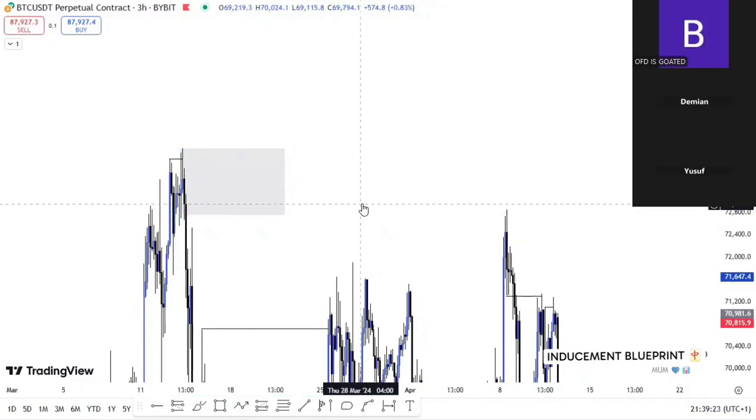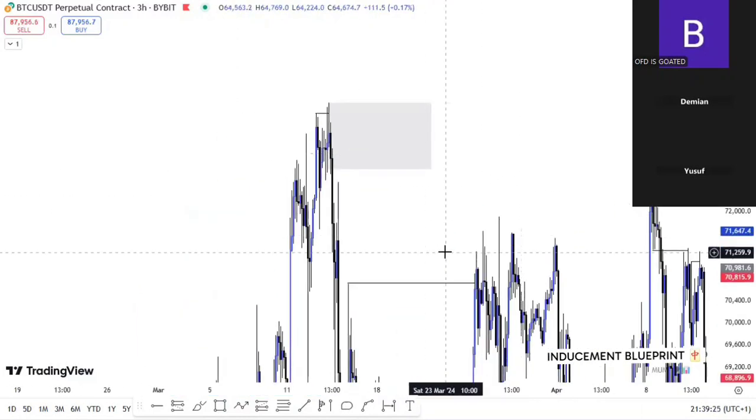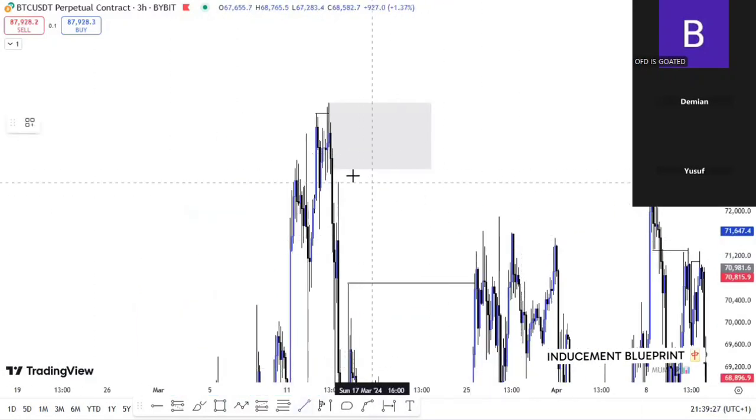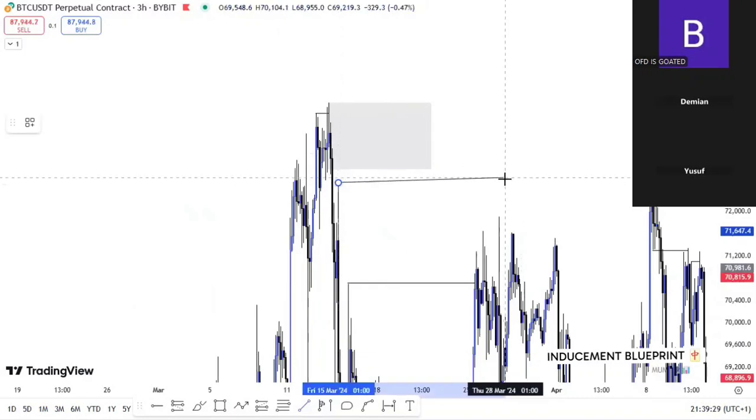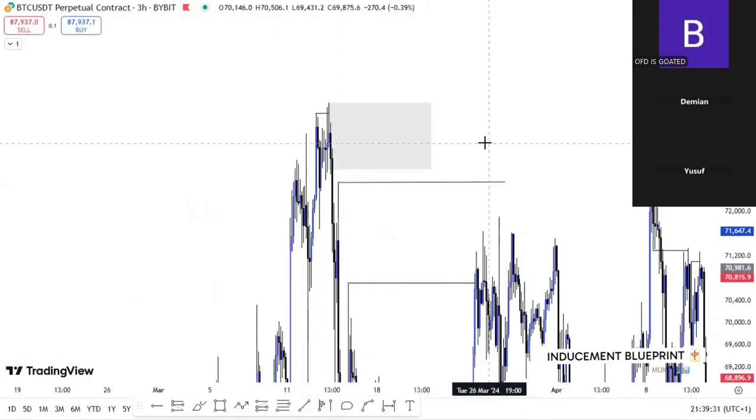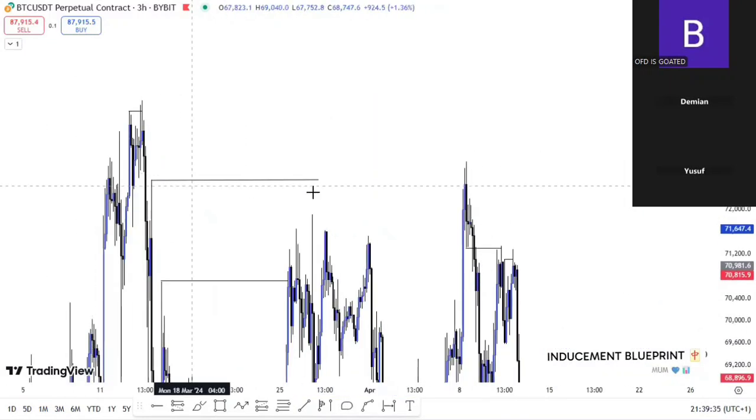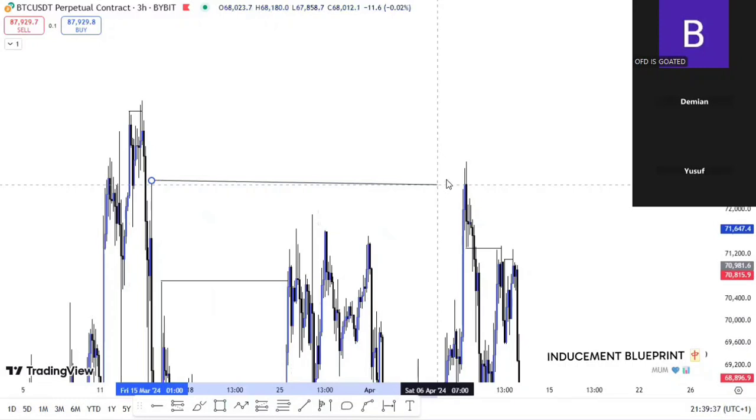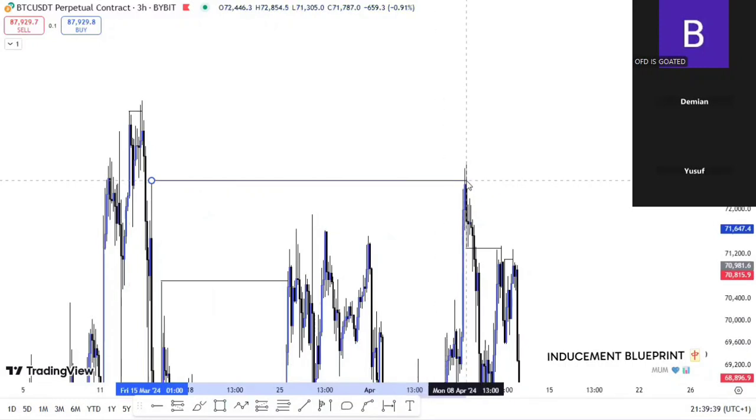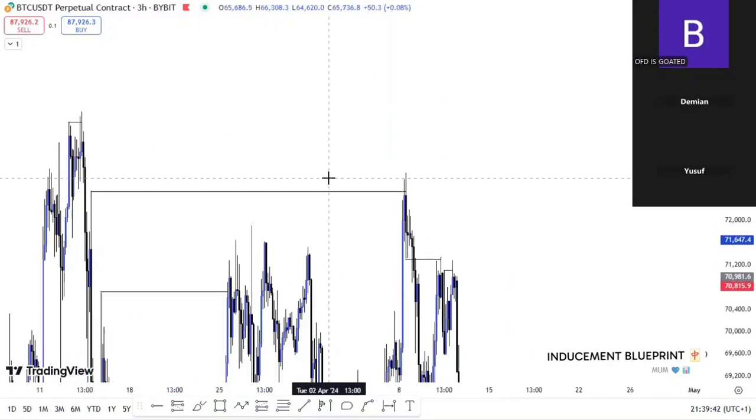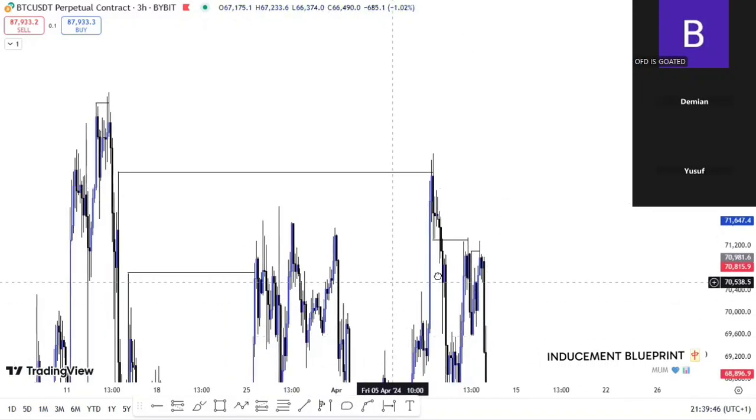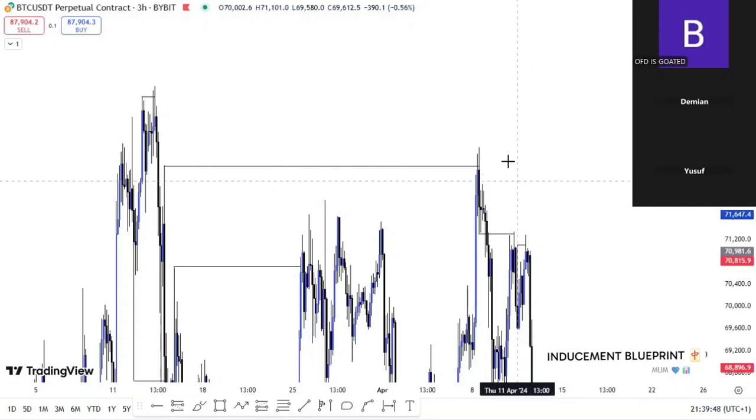And then it also came with an inducement, like I told you guys. You guys can see this inducement here. So we expect price now to take out these inducements and then continue down to the downside. So let's just see what happened. You guys see price took out these inducements and then dumped to the downside. And then price dumping to the downside now, it's creating another supply zone.